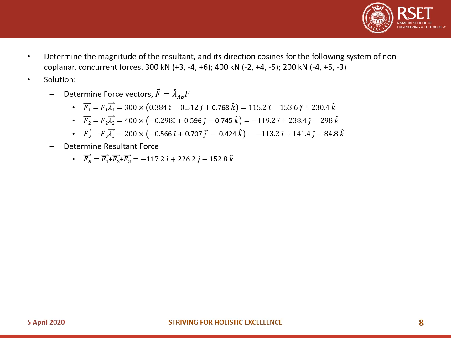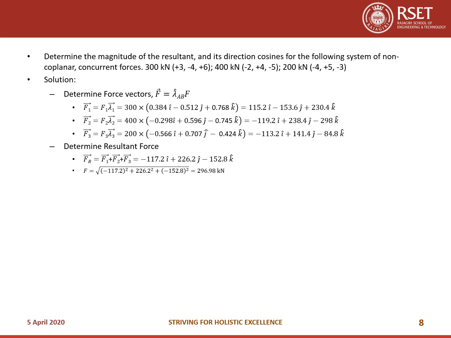Now what is the magnitude of that force vector? That is the question: magnitude of the resultant. How will you get the magnitude? Square root of the sum of the squares of the i, j and k coefficients. So square root of minus 117.2 square plus 226.2 square plus 152.8 square, which you will get as 296.98, which is the magnitude of the resultant.